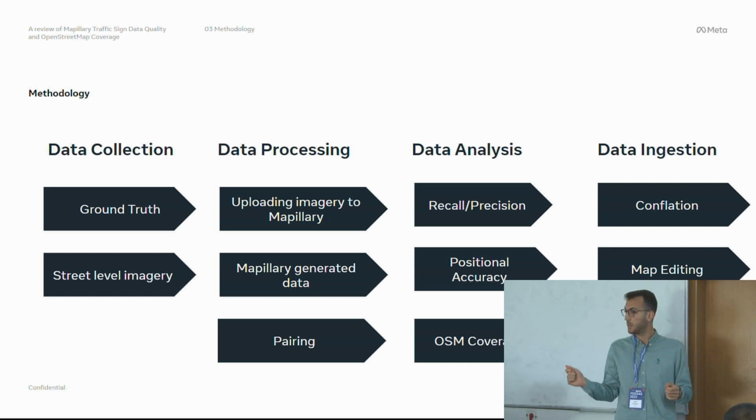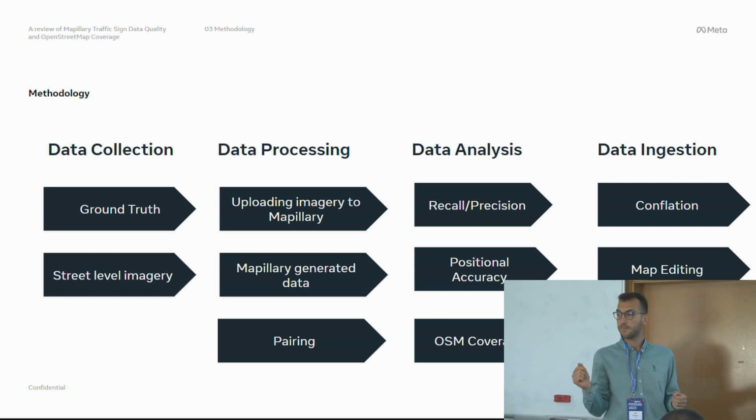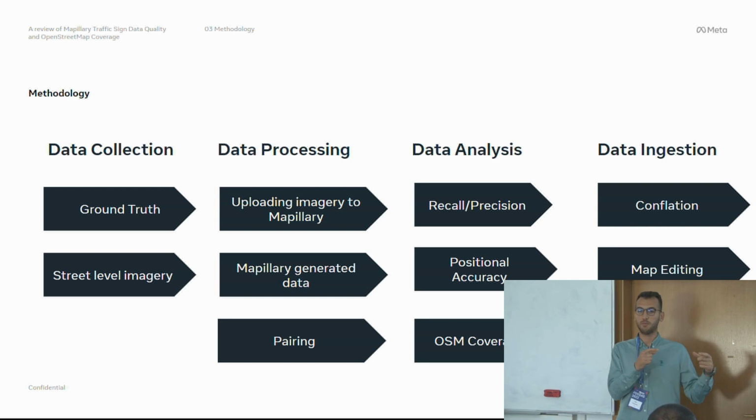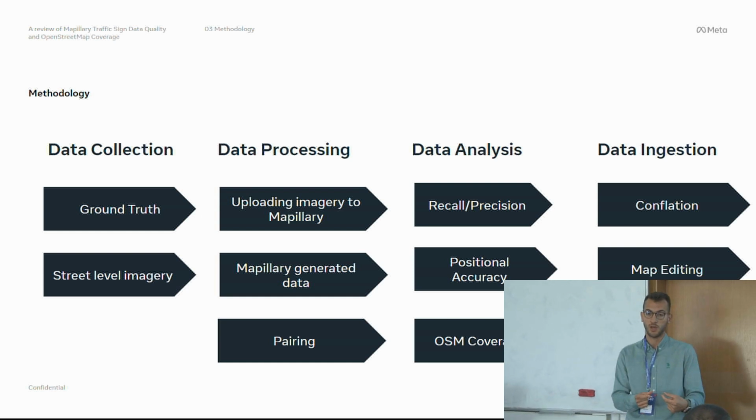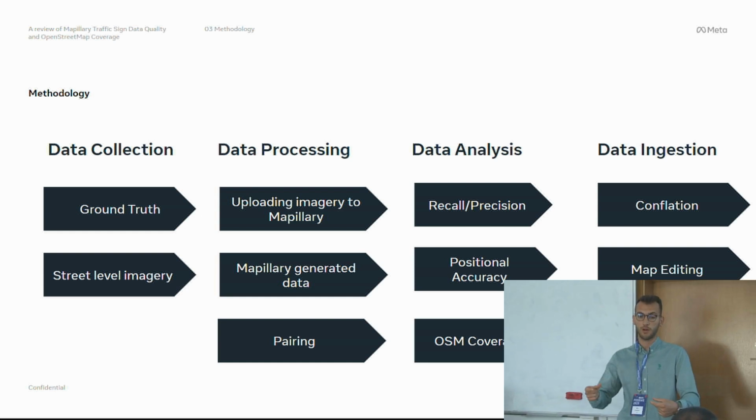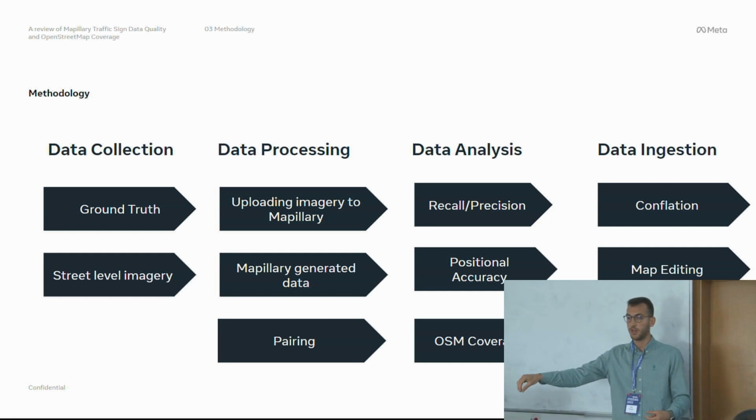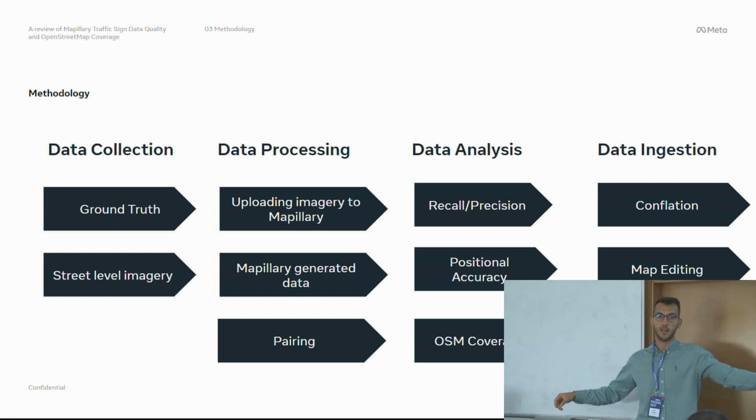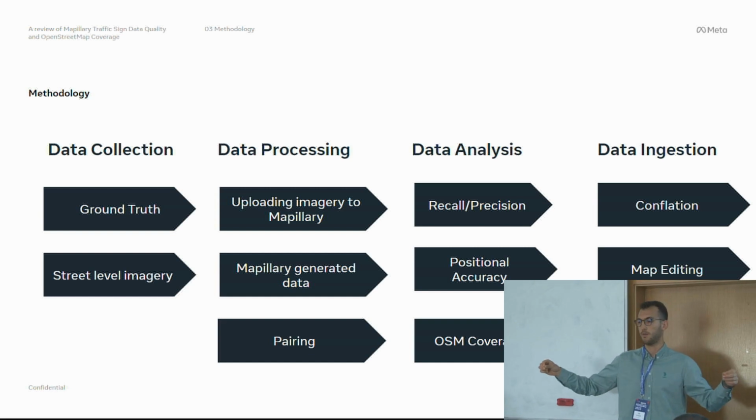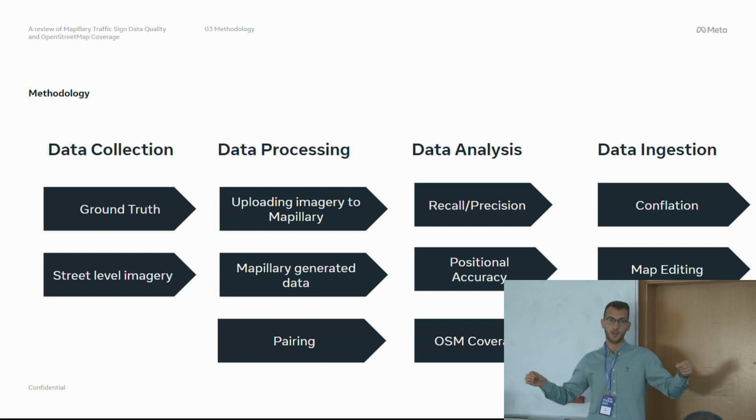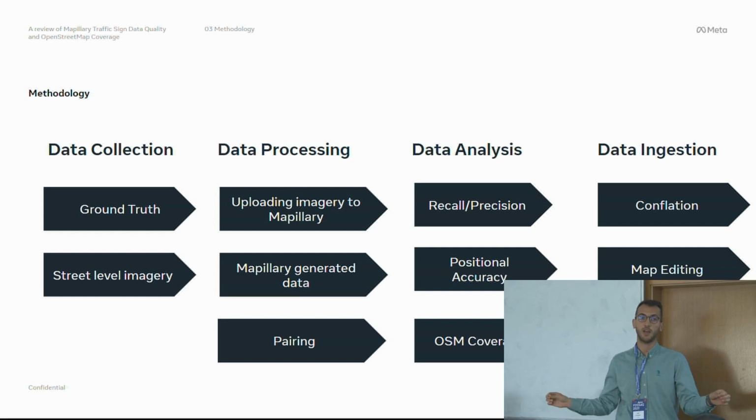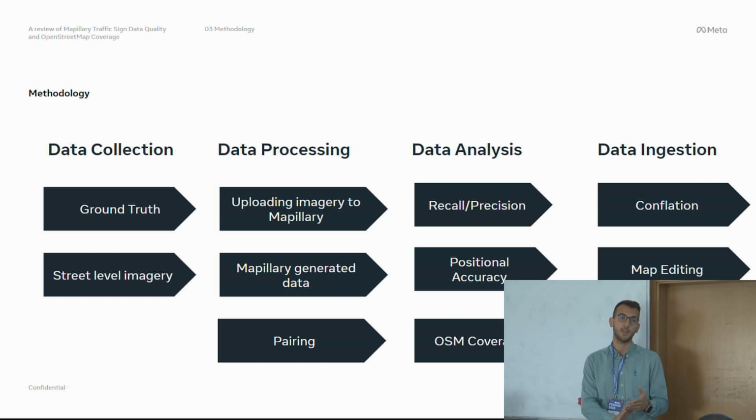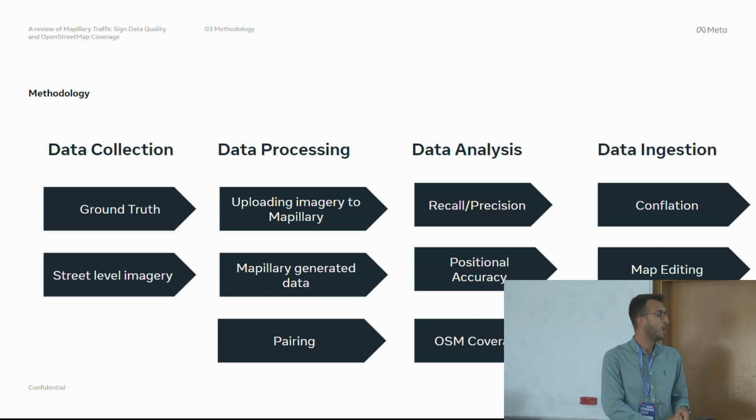And then we pair ground truth data with Mapillary extracted features because we want to create an association between surveyed ground truth data and Mapillary. So if there is a ground truth object here and Mapillary thinks that this object is elsewhere, in order to measure the offset between what is in the real world and what Mapillary generates, we need to create an association between ground truth data and Mapillary generated data.